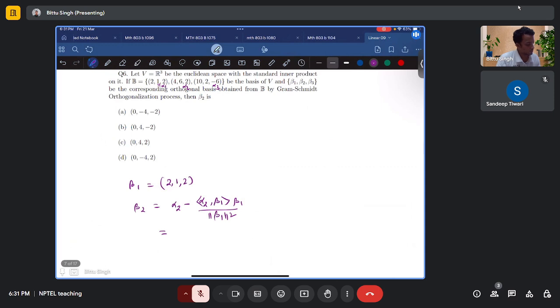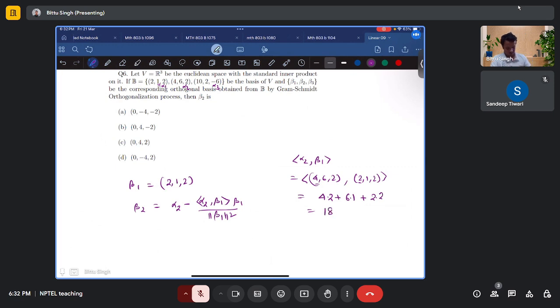So alpha 2, let us first calculate the inner product of alpha 2 with beta 1. Beta 1 is the same as alpha 1, so alpha 2 means (4, 6, 2) and beta 1 means (2, 1, 2). Multiply component-wise: 4 times 2 plus 6 times 1 plus 2 times 2. First component into first, second into second, third into third. So this is 8 plus 6 plus 4, which is 18.